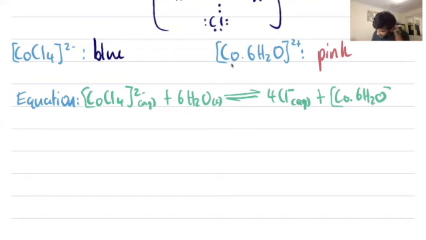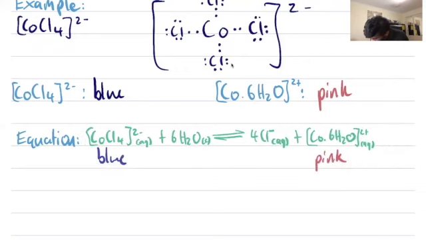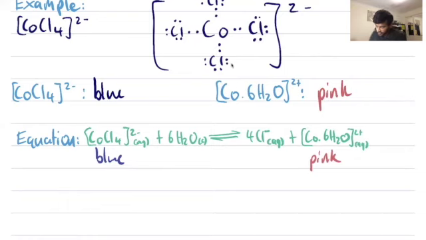Just like we said, the cobalt chloride is blue and the cobalt hexahydrate is pink. And just like we spoke about in class, the formation of cobalt hexahydrate is going to be exothermic. So when we add heat, it's going to shift towards the left, which is the dehydration of cobalt chloride.